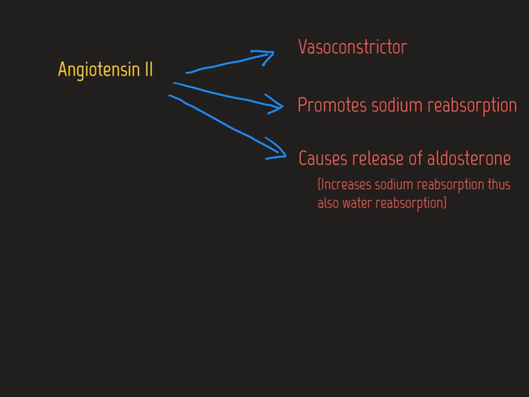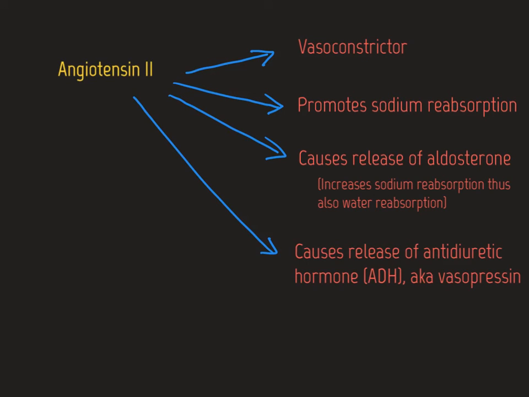Angiotensin 2 also causes the release of antidiuretic hormone, also known as vasopressin. Antidiuretic hormone is actually made in the hypothalamus and released from the posterior pituitary gland. This hormone acts to reabsorb water within the collecting ducts by creating pores within them to allow the collecting ducts to be more permeable. This also increases water absorption from the kidneys, and then that goes into the blood, and that is also going to increase blood volume as well.